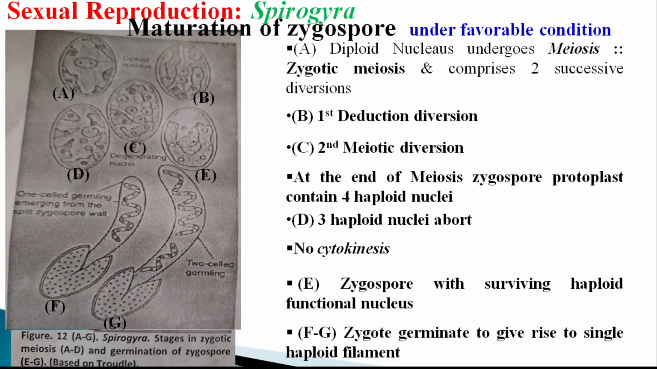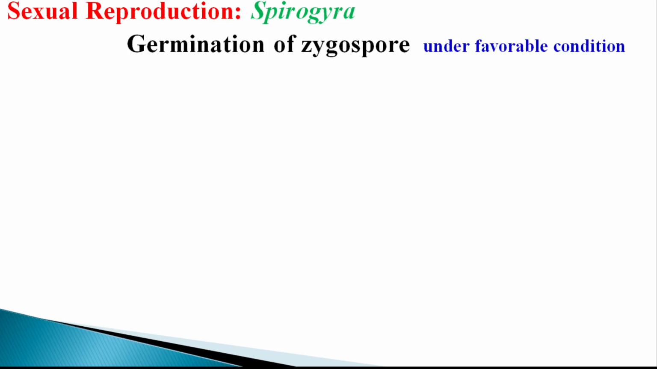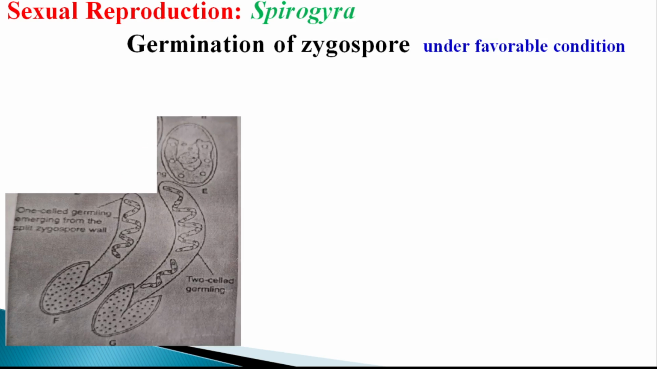So from the diploid zygospore, how is the haploid filament produced? This is the part of our discussion, and it is nothing but the next stage after the maturation of a zygospore, which we can call the germination of a zygospore. Of course, this takes place only under favorable conditions. So the zygospore with the surviving functional haploid nucleus germinates only when water is present.